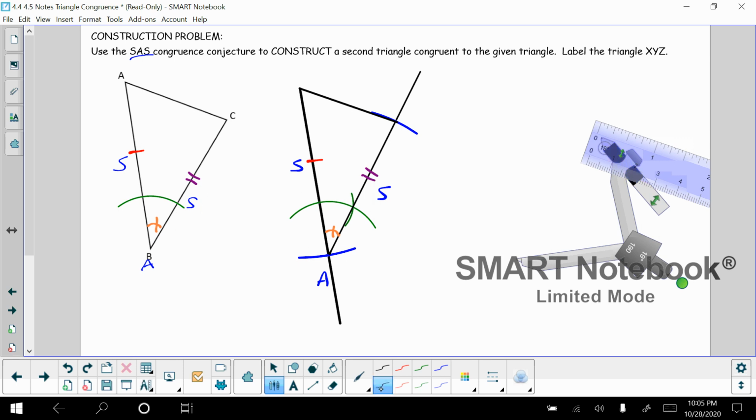One last thing it said to do was label it XYZ. So A, B, C, I'll keep it X. I'll say this one is Y and this one is Z. So I just made a triangle exactly the same size as that one by the SAS congruence conjecture.